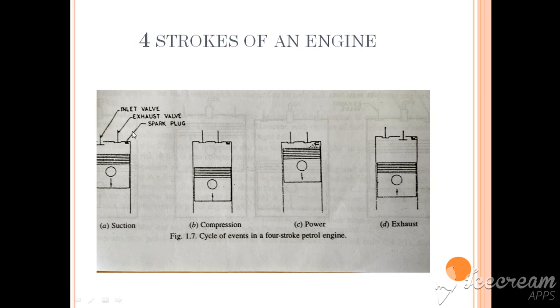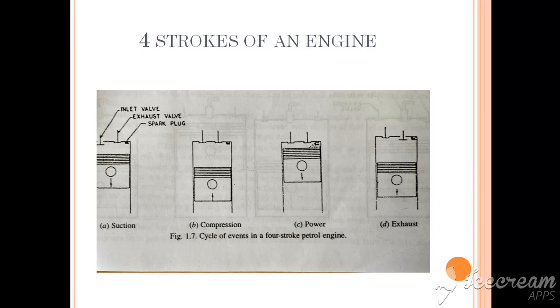So it has got valves here. You can see inlet valve and the exhaust valve here. So now if the inlet valve is pressed, it means the inlet valve is open and the exhaust valve is closed. Okay. And here we have got a spark plug. Now let us see the first stroke.